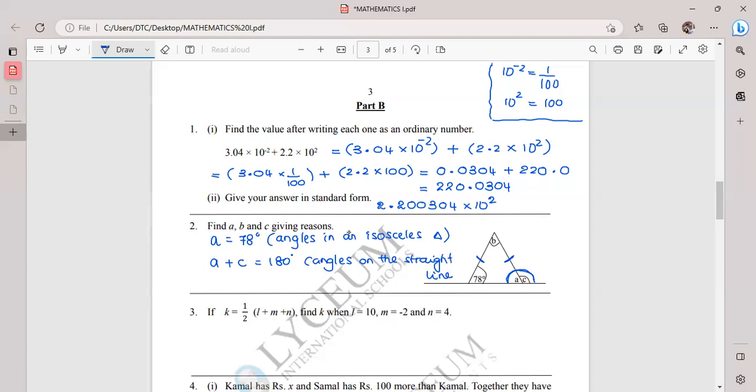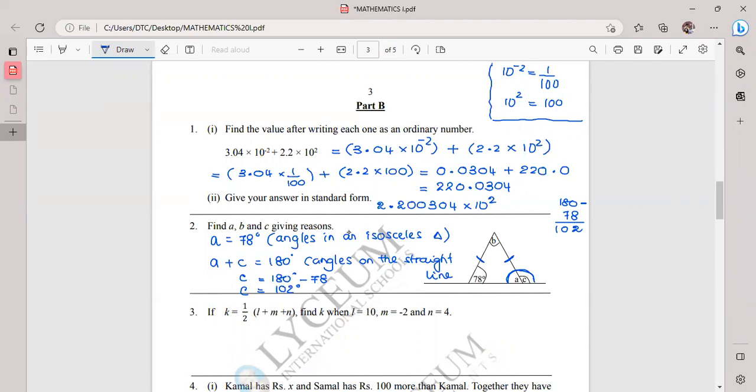Okay. So then you can find the C value: 180 minus A. Instead of A, now I can write 78. Therefore, C is equal to 180 minus 78. If you can't get it, go to the working column. 10 minus 2, it is 8. Then 7 minus 7, it is 0. 102. So 180 minus 78, the answer will be 102. So you write that C is equal to 102.